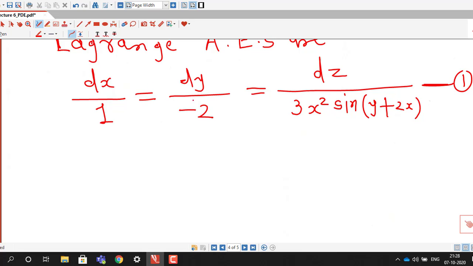Now here also we are able to compare fractions 1 and 2, and we are not able to compare fractions 2 and 3 because here we have dy and dz, so x must be absent. Similarly we cannot compare fractions 1 and 3 because in fractions 1 and 3 the differentials are dx and dz, so y must be absent, but here y is also present. So we are able to find one solution by directly comparing the first two fractions.